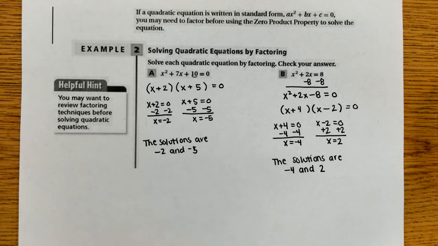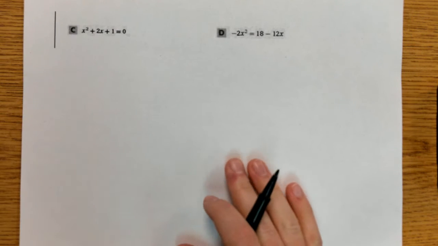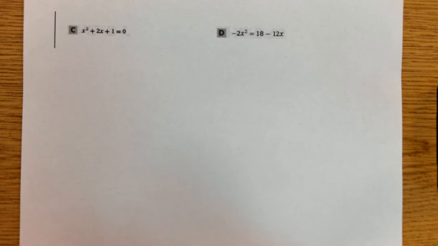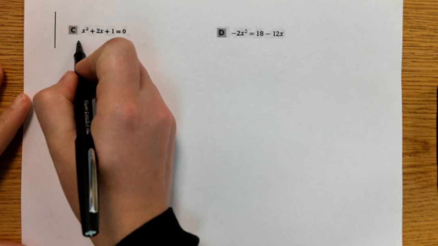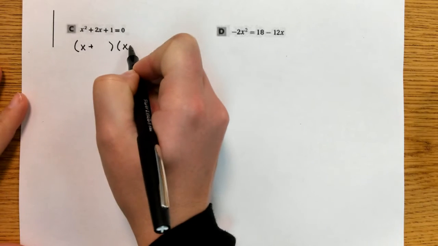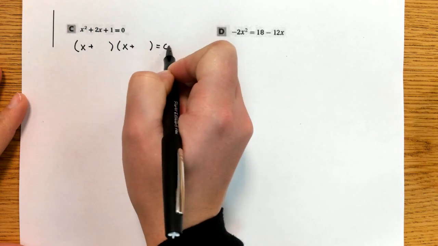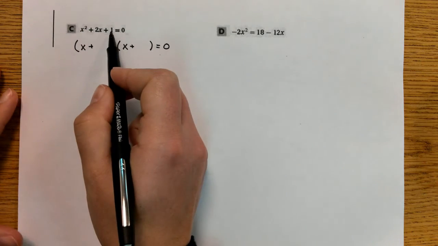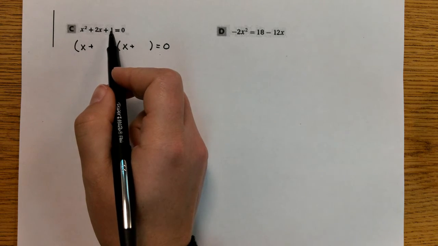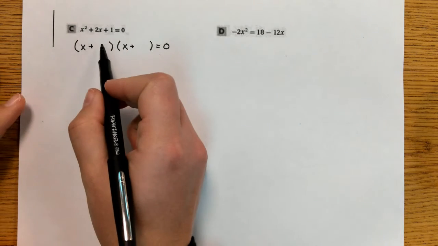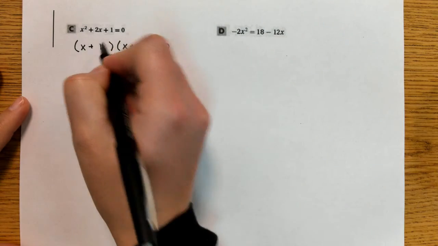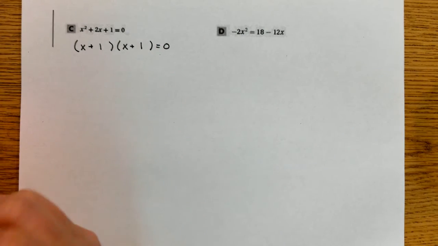So now we're going to go ahead and look at C. For C, I have x squared plus 2x plus 1 equals 0. And here, everything's positive. It's already in standard form. So this is x squared, so I'm going to write this as x plus, x plus, equals 0. So I need factors of 1. Well, the only factors of 1 are 1 in itself, so 1 times 1. And 1 plus 1 does give me 2. So x plus 1 times x plus 1.